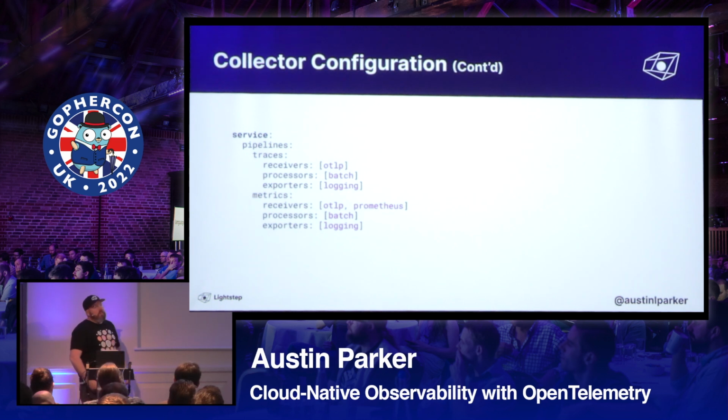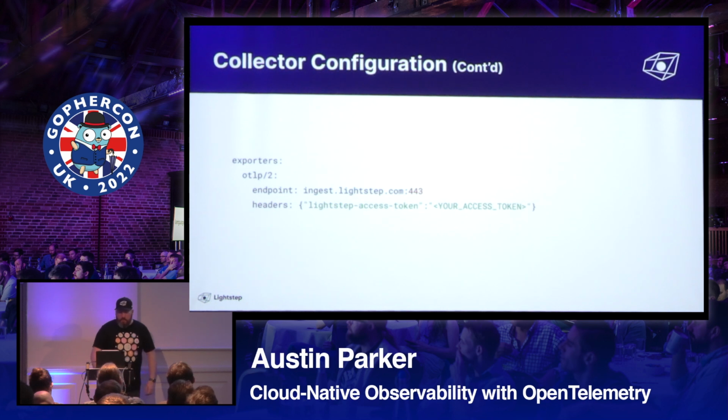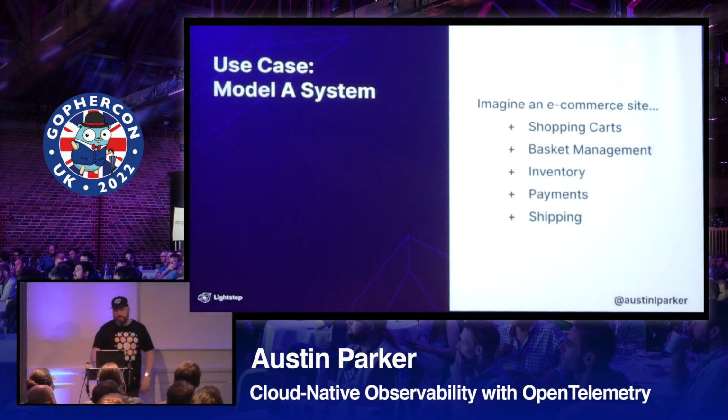You can also do stuff like if you only wanted to send 10% of the data to a new place, you could create a sampler that would do that filtering for you. And since Lightstep supports OTLP natively, actually sending us the data is just you configure an OTLP exporter and you send it, you give your access token. It's cool.